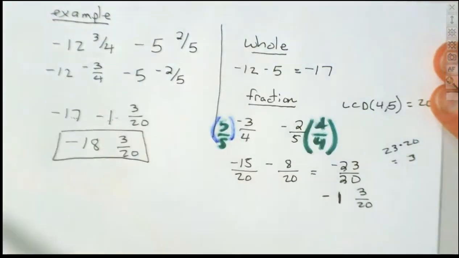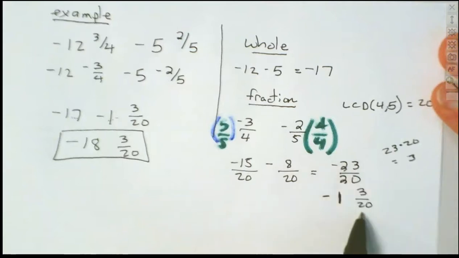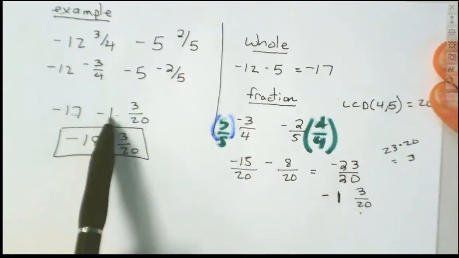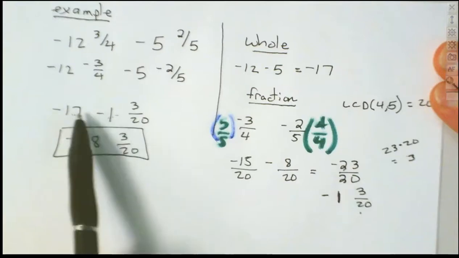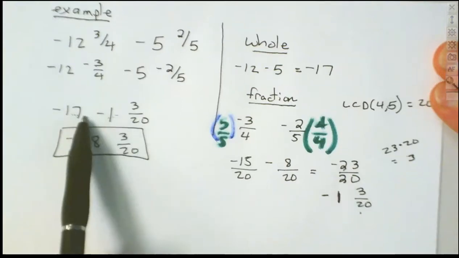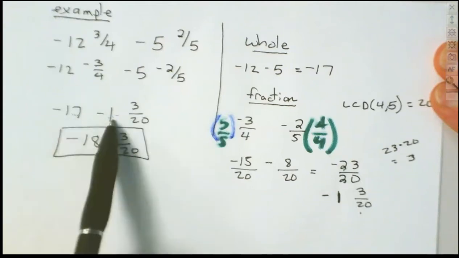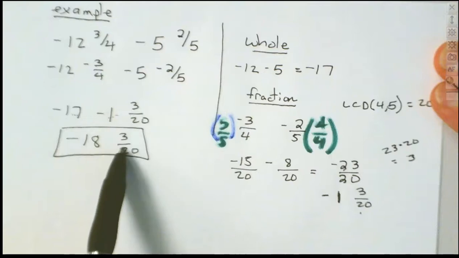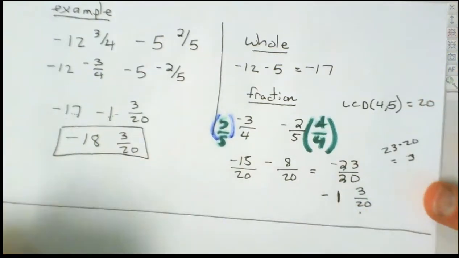So we've got our whole part. We've got our fractional part. We then had to turn our answer back into a mixed fraction, which we did here, from the improper one to the mixed fraction. Then we rewrote it. These were the same, so we didn't have to borrow because the 17 and the 1 have the same signs, so they just go together. That makes that negative 18, and since they're the same signs, that 3 over 20 just comes down. The one in your exam is going to be similar to the first two that we just did.